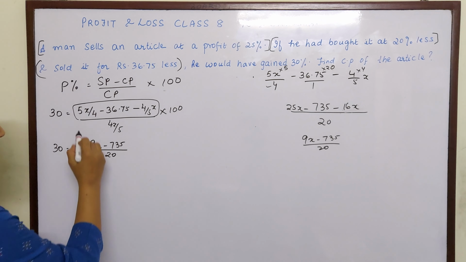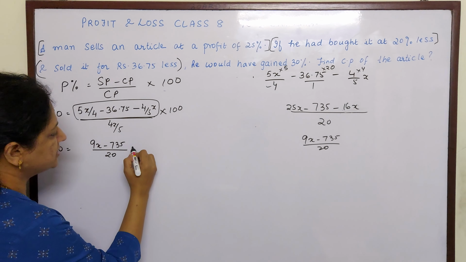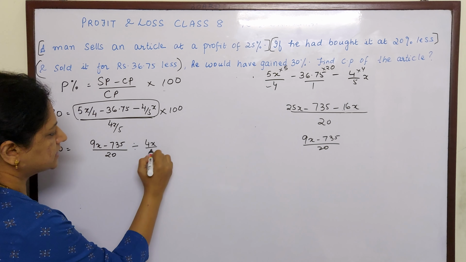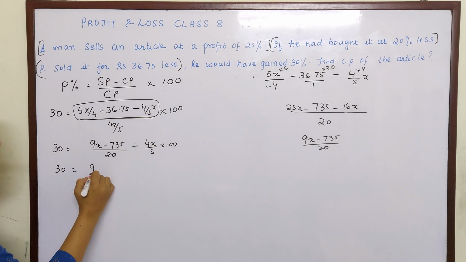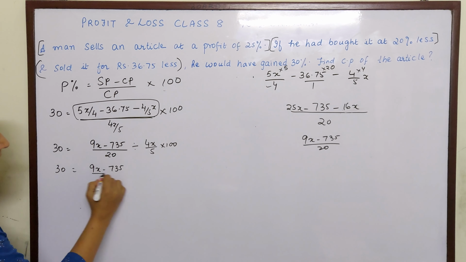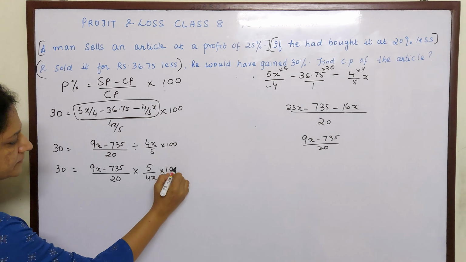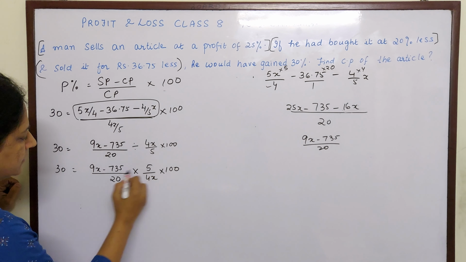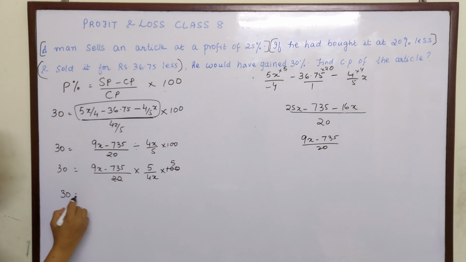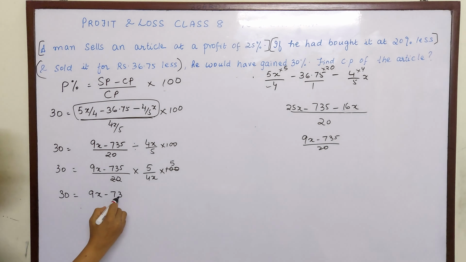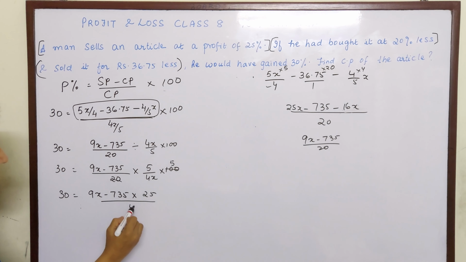Now what is this sign, children? This is division, divided by the denominator. So instead of division, I can put it like this also, 4x by 5 into 100, right? So 30 is equal to 9x minus 735 by 20, reciprocal 5 by 4x, into 100. So 20 5s are 100, 5 5s are 25. So 30 is equal to 9x minus 735 into 25 by 4x.